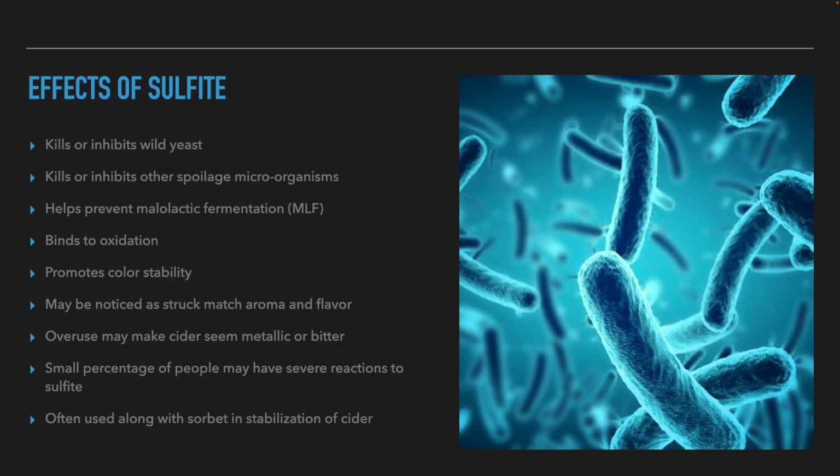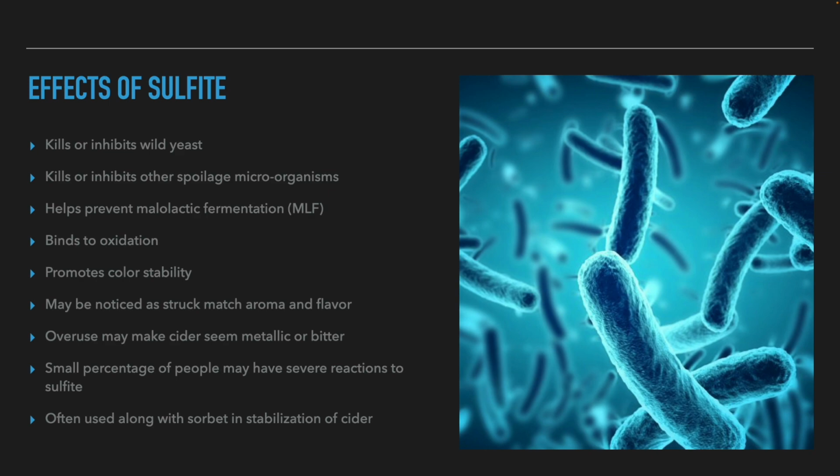What are the effects of sulfite in a cider? Sulfite kills or impairs the activity of natural yeast, kills or impairs the activity of other microorganisms, helps prevent malolactic fermentation, binds to oxidation products, and helps maintain the color of the cider by fighting oxidation.